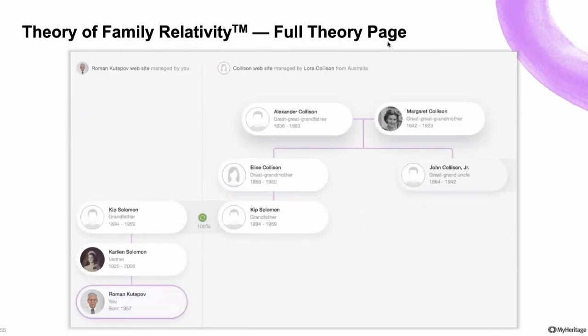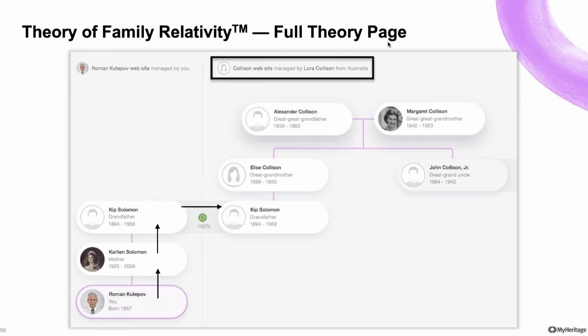So we're starting with Roman, and Roman has a family tree on MyHeritage managed by him. And in that family tree, he added his mom, he added his grandfather Kip, and then maybe he stopped. That's all the information he knew, or that's all the information he added. Doesn't really matter. Because what we were able to find is another Kip Solomon on a different website, unrelated to the DNA match, managed by Laura from Australia. So Laura also had Kip Solomon in her tree, and the dates look pretty much the same. There is a smart match with a grade of 100%. So it's a really good smart match.